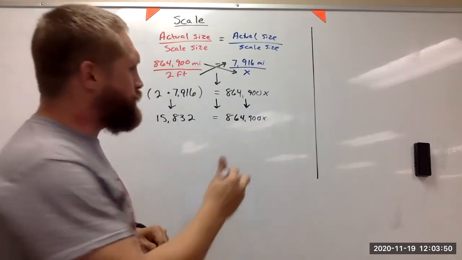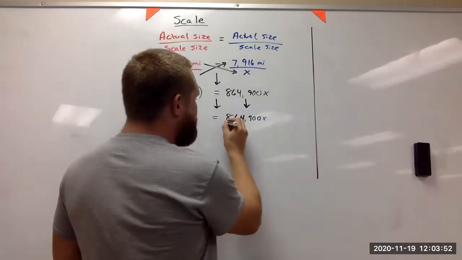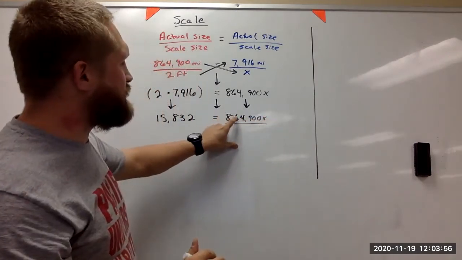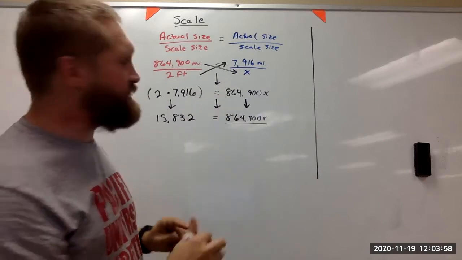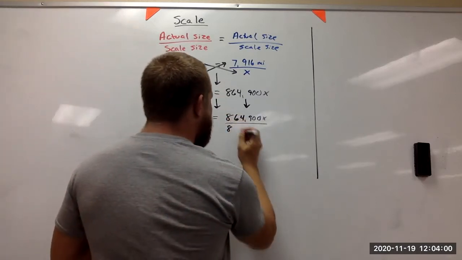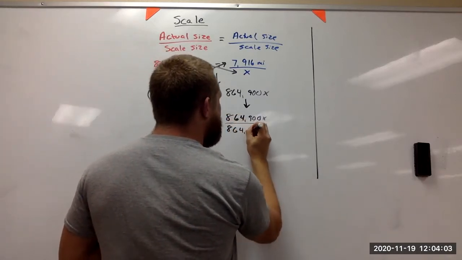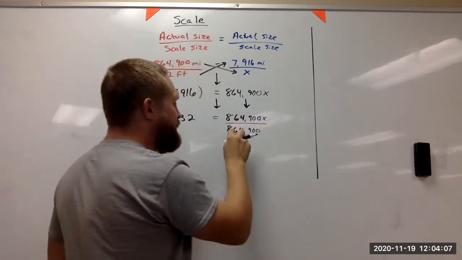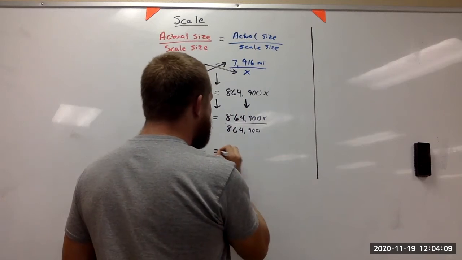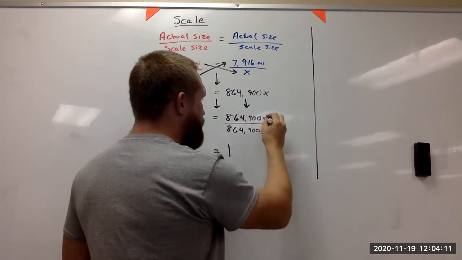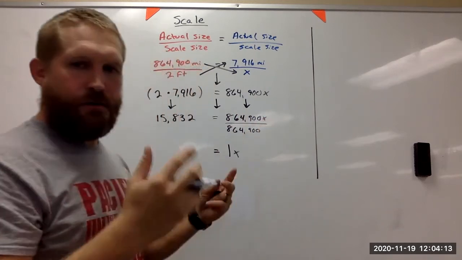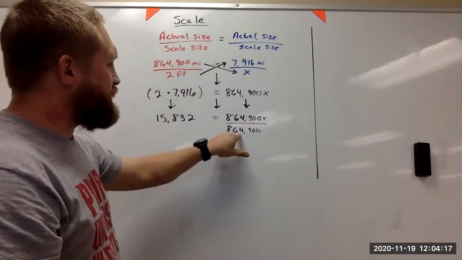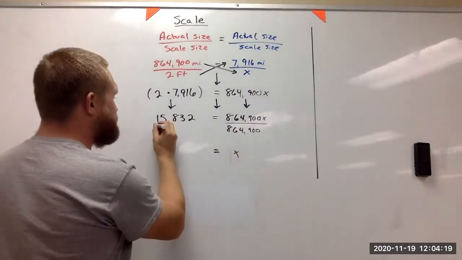by itself. So I'm going to divide this side by itself. I'm going to divide 864,900 by 864,900. Okay, the reason I'm doing that is because this divided by this is going to give me 1x, okay, which we would also just call x. Since I divided this on this side, I need to do the same thing on the opposite side.